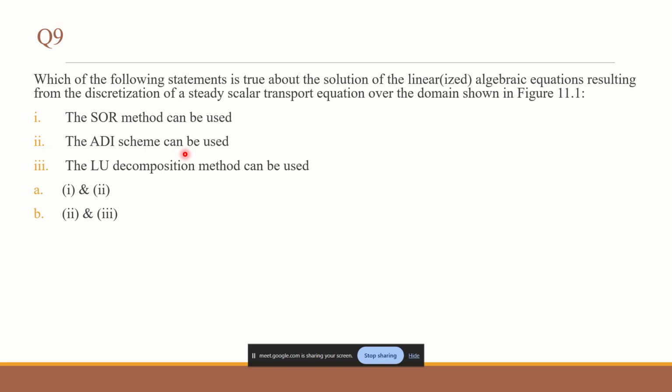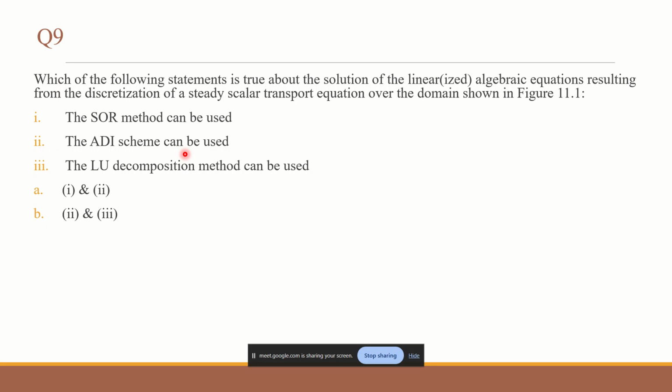Whether we will get a solution by implementing this method is a question, because we cannot promise a tridiagonal matrix algorithm in this particular problem. We will not get the tridiagonal matrix algorithm, so the ADI scheme is impossible here under our consideration. And third one, LU decomposition method can be used.